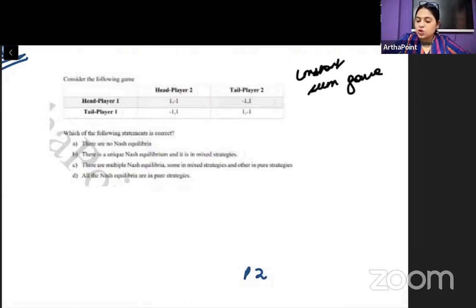And in this case, the constant value is 0. So it's a zero sum game. The sum of the payoff is coming out as 0. Try to find out the Nash equilibrium in this case. So when player 1 goes for head, between -1 and 1, you will choose 1. When player 1 goes for tail, between 1 and -1, you will go for 1. When player 2 goes for head between 1 and -1, you will choose 1. And when player 2 goes for tail between -1 and 1, you will go for 1.